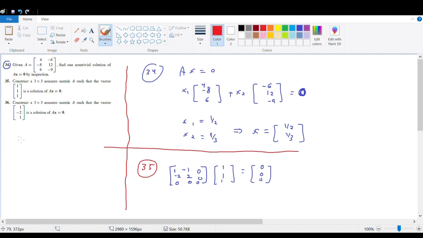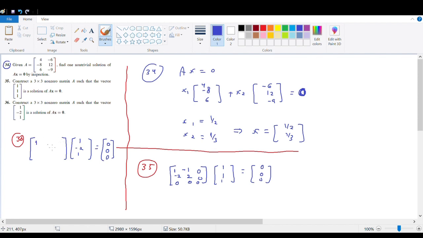Similarly, for 36, we need to construct a 3 by 3 non-zero matrix A such that the vector 1, minus 2, 1 is a solution of Ax equal to 0. So if we multiply this matrix by 1, minus 2, 1, we should get the 0 vector 0, 0, 0. But the matrix should be a non-zero matrix. So also here you can choose any value.